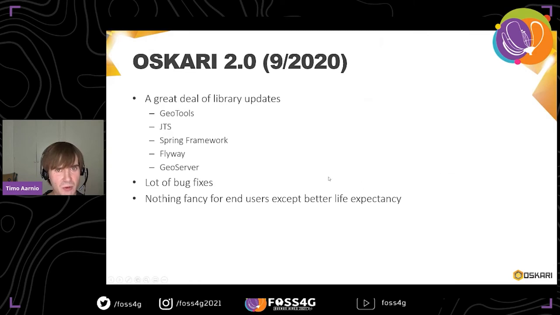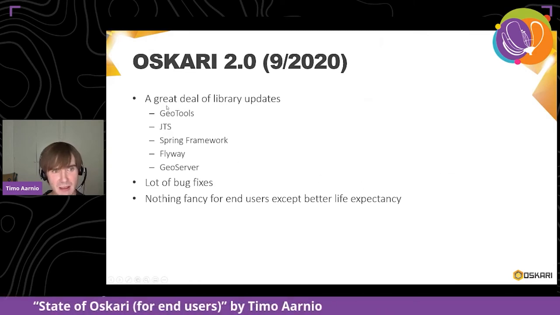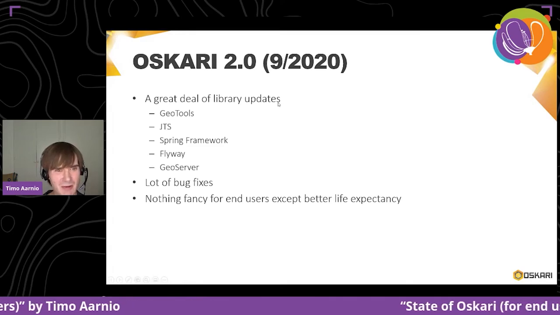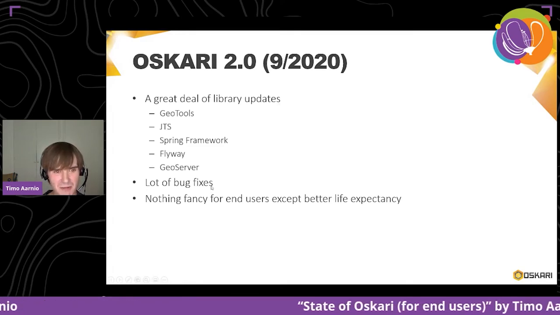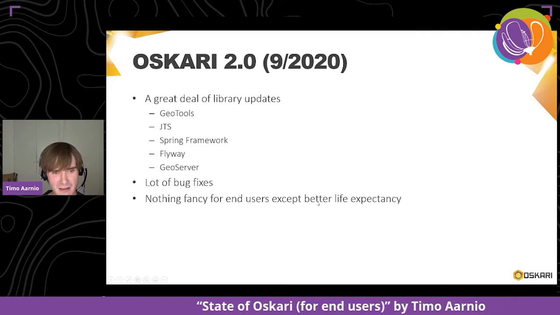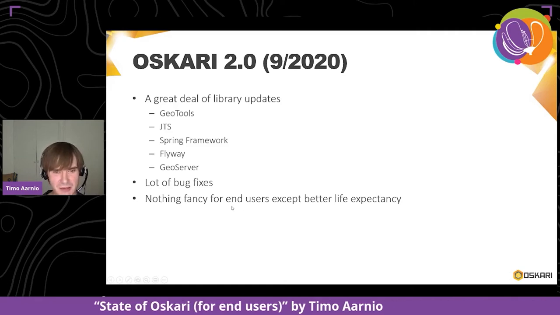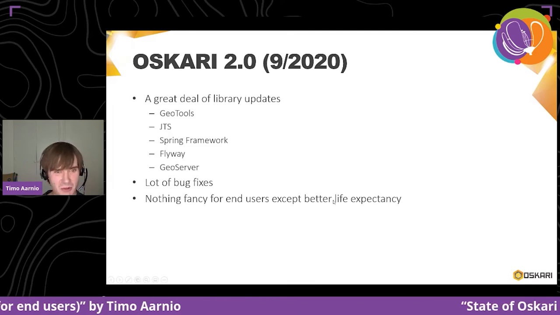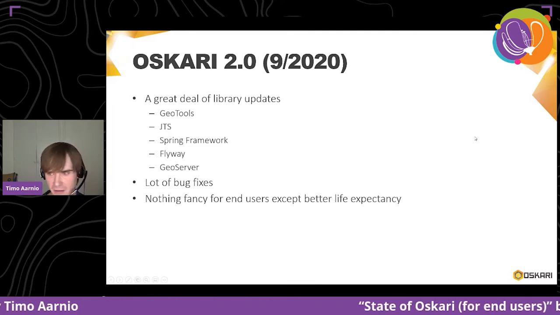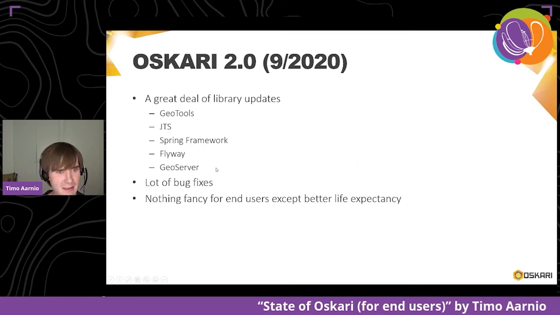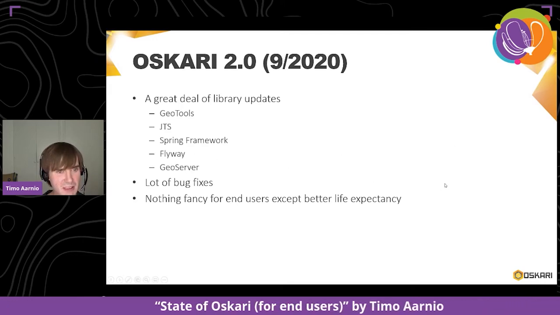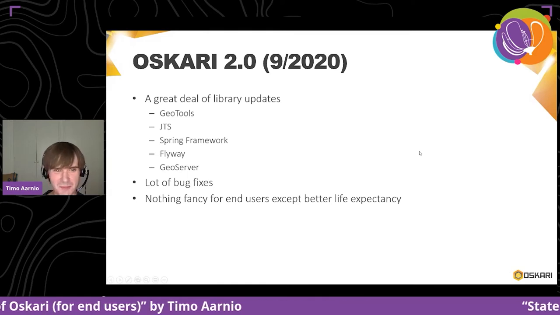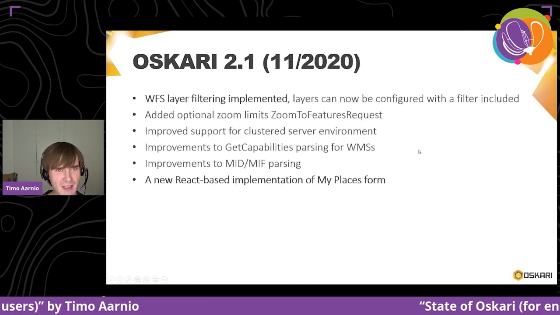Moving on, 2.0, September 2020. This was mostly a server-side update and library update, and also a lot of bug fixes. Nothing fancy, nothing really to show for the end users, so not in this presentation, except for better life expectancy for the whole project, obviously, when all of this was updated, and a lot of things were done in the database side as well. I'm sure my colleague will go into more details with those in the later presentation.